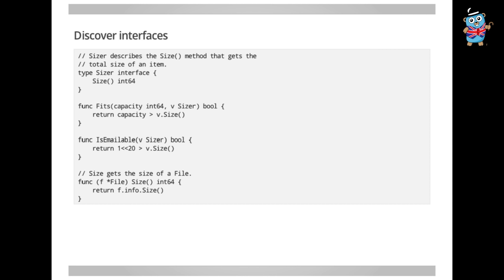So we have a sizer. We have a sizer interface here. The idea is we want to get the size of something. And so, fine, we have it. Single method interface, which is nice.